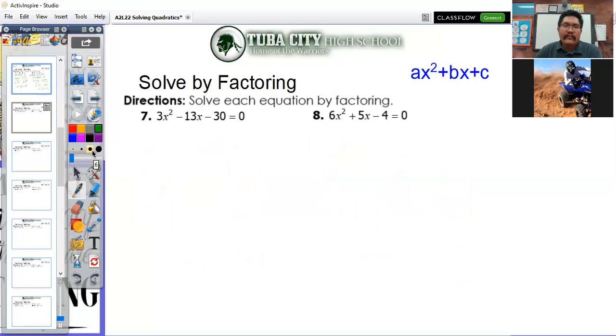All right, so now moving on to 7 and 8. So whenever you have an a value, check to make sure you can't divide something out, or again, factor something out. And you might be looking at this and then think, well, I could divide everything by 3. Well, 3 divides by 3, 30 divides by 3, but 13 does not divide by 3.